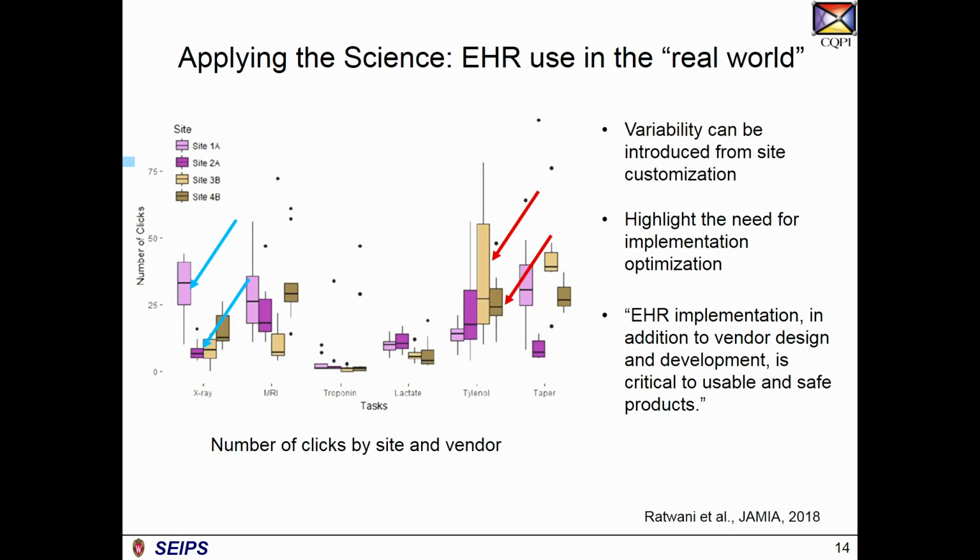Some of the results from this article really highlight the need for implementation optimization, as well as, importantly, when EHRs are implemented into organizations, there's customization that occurs. Because you've done the usability testing at the vendor level, when you implement it, do you risk losing some of that usability? Are changes made that compromise the usability of the EHR? So importantly, we need to develop standard usability and safety measures that are applied consistently.